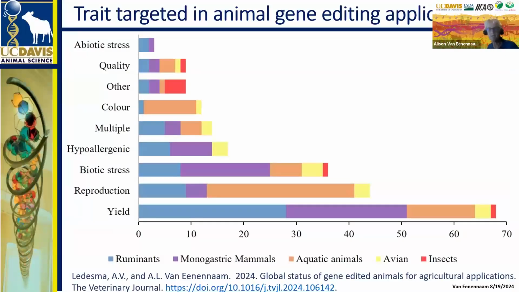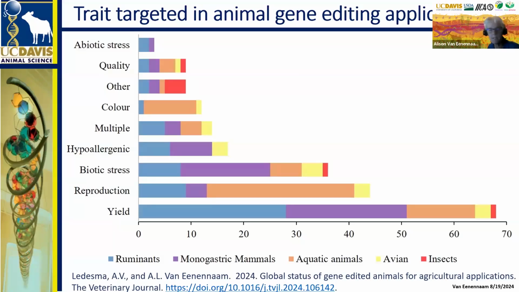And this breakdown, which is in a recent publication, is shown here, is kind of the preponderance or the breakdown of what has been done in which animals. And so what you see in blue, ruminants, is cows and sheep. Purple is monogastric mammals. Aquatic is orange there. It's fish. And then chickens or poultry is in yellow. And so you can see yield is number one. Reproduction, number two, and biotic stress, so disease resistance, is number three. And you'll see that's a really important focus that people are going towards. If you're interested, you can go and have a look at this paper.